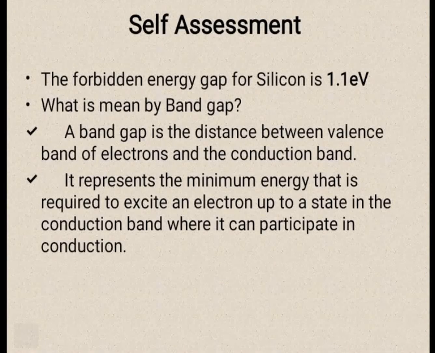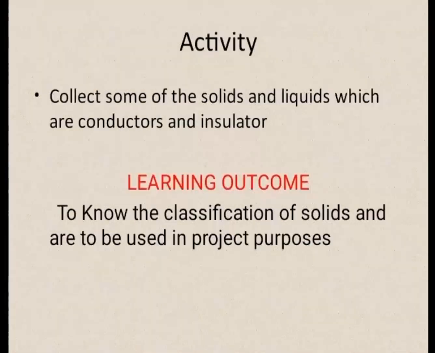These are some of the self-assessment questions. The forbidden energy gap for silicon is 1.1 electron volts. What is meant by band gap? A band gap is the distance between the valence band of the electrons and the conduction band. It represents the minimum energy that is required to excite an electron up to a state in the conduction band where it can participate in conduction.